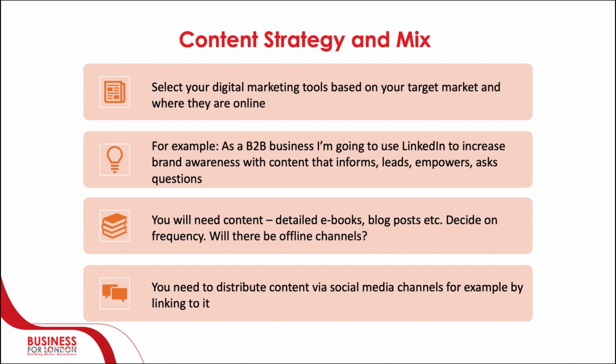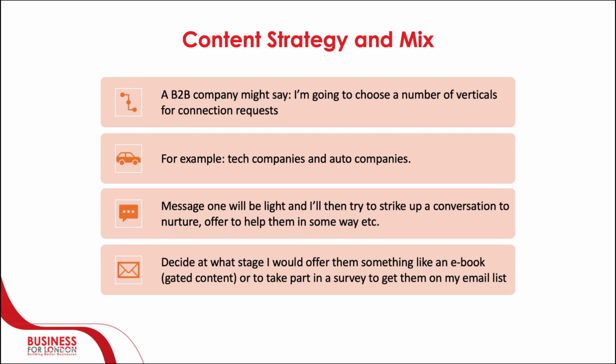If you're writing detailed content or producing detailed videos, for example, you're going to need to distribute your content via social media channels. You might want to link to your content. With video content, you might load it onto YouTube and you might embed it into your website, for example. A business-to-business company might say something like, I'm going to choose a number of verticals for connection requests. Verticals are industries essentially. So for example, you might say, I want to connect with all the tech companies in London or all the auto companies in London.